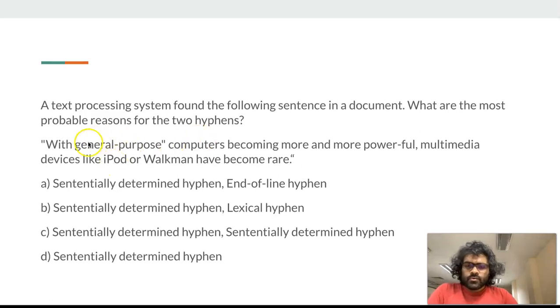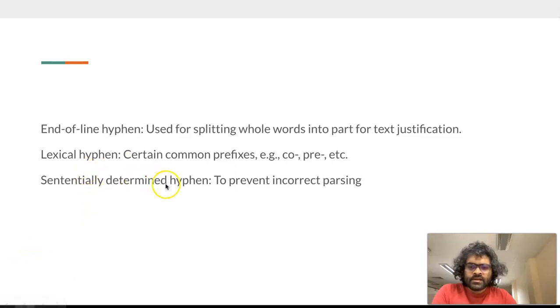Okay, so if you see the sentence general purpose, we are forcing it to be a general purpose thing. If we don't put the hyphen here, the purpose will not get this general thing. So we are focusing on the purpose and saying, okay, it's a general purpose thing. We are using these two words as one, and connecting them with a hyphen. So this is a sententially determined hyphen.